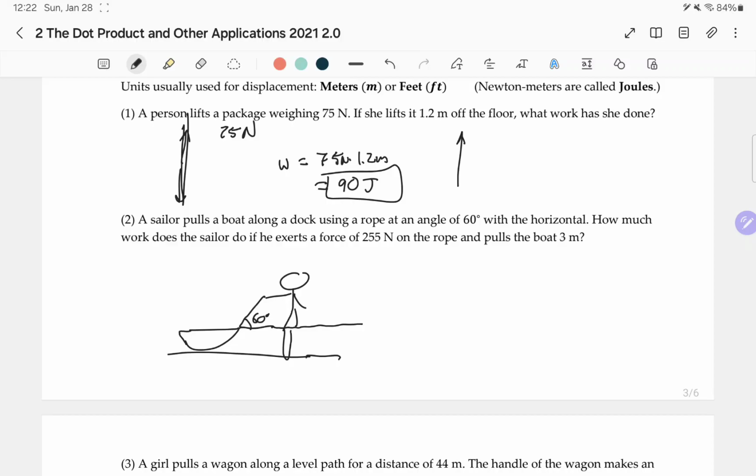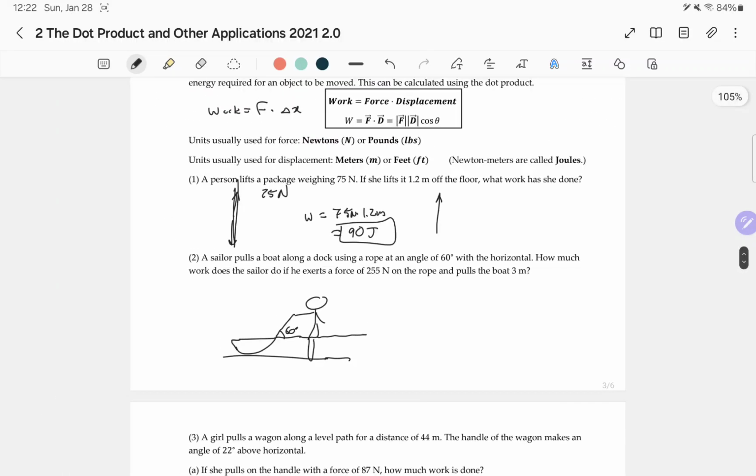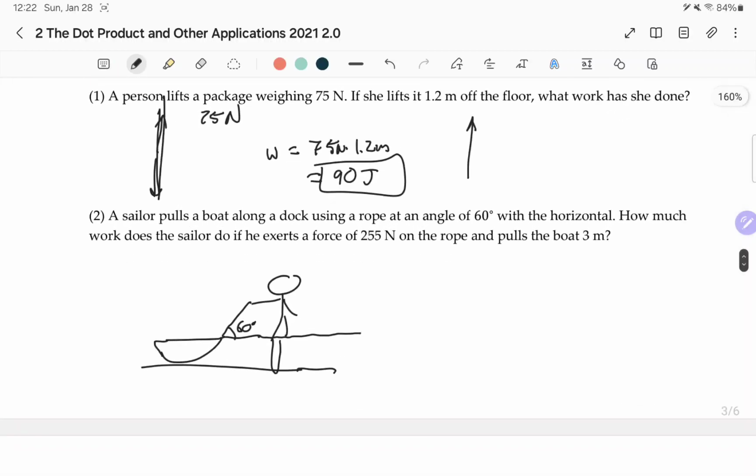How much work does a sailor do if he exerts a force of 255 newtons on the rope and pulls the boat for 3 meters? Like I said, work is going to be equal to the force vector dot the displacement vector, or the magnitude of the force vector times the magnitude of the displacement vector times cosine theta. And this second one is what we'll be using right now, because we know the angle conveniently.